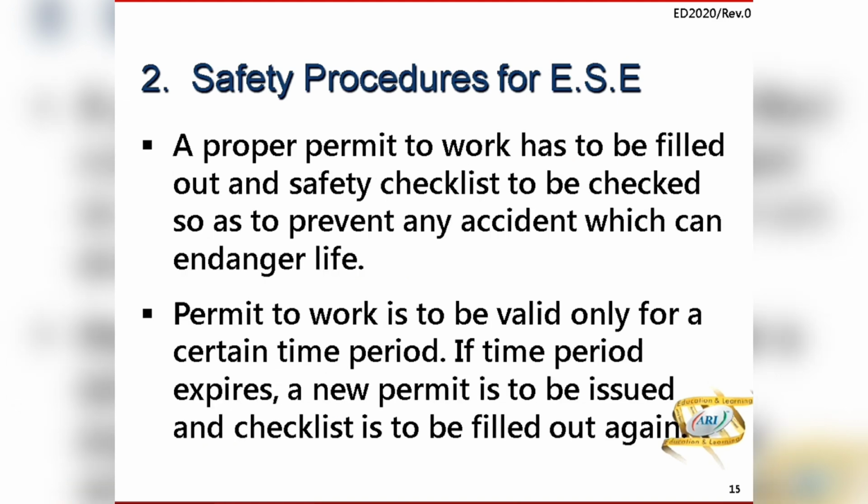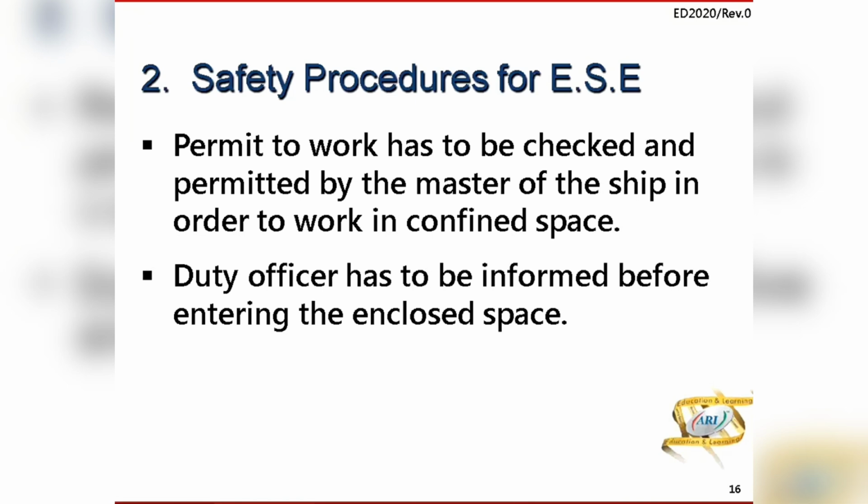A proper permit to work has to be filled up and a safety checklist completed to prevent any accident which can endanger life. The permit to work is valid only for a certain time, and if the time period expires, a new permit has to be issued and the checklist filled up again. The permit to work has to be checked and approved by the master in order to work in confined spaces, and the duty officer has to be informed before entering the enclosed space.